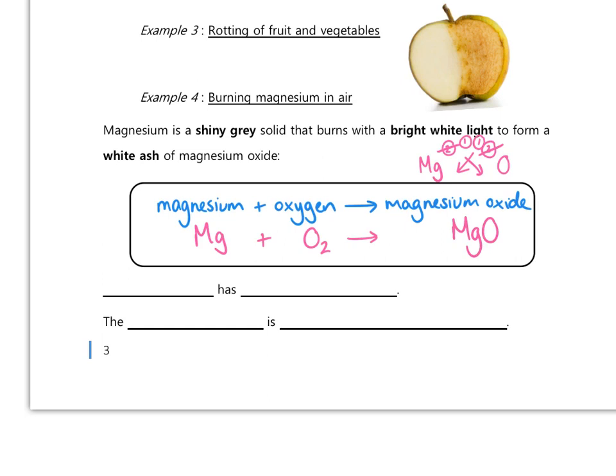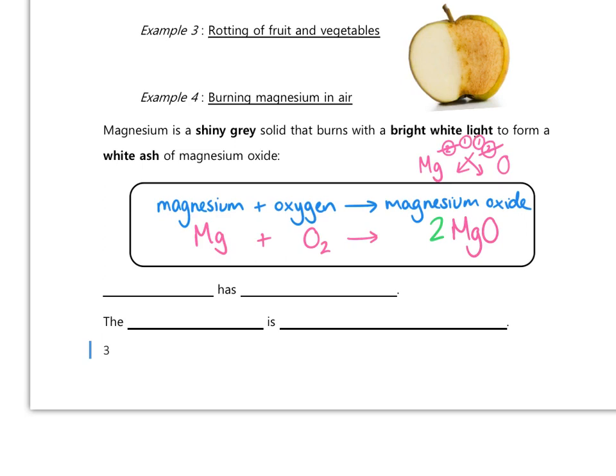We need to balance this. Again, you could make your list if you wish, but what you can see quite easily is that there's 2 oxygens on the left, and so we need to put a 2 in front of our magnesium oxide to get 2 oxygens on the right. Remember, we can only put numbers in front of the formulas.